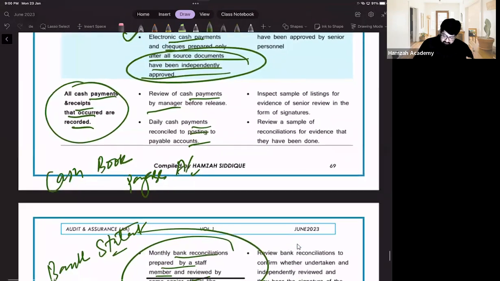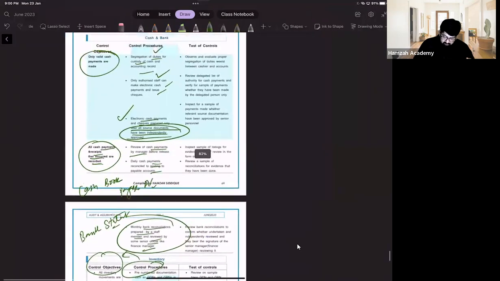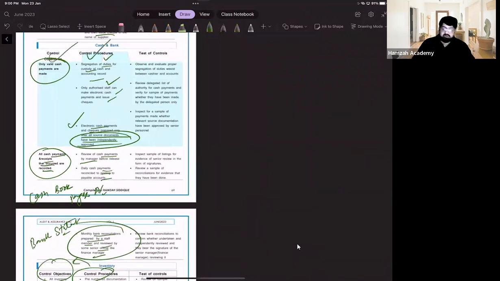I would suggest to you, please read this cash book, two columns. And if there is any confusion, please ask. Cash book. Please ask.